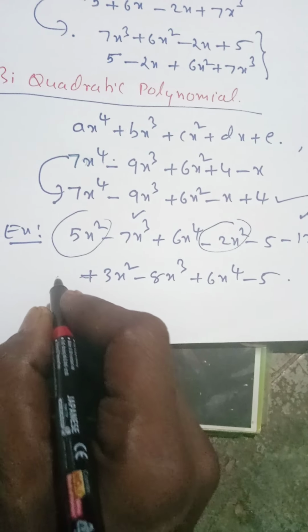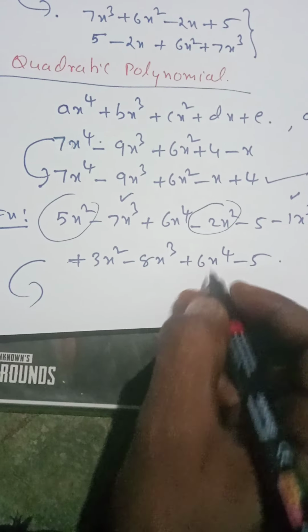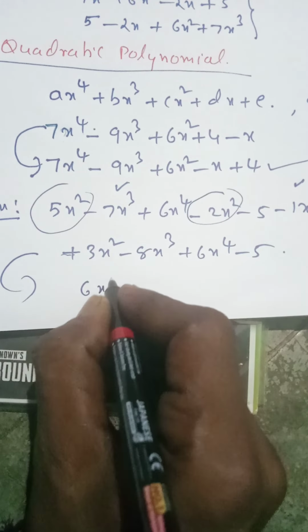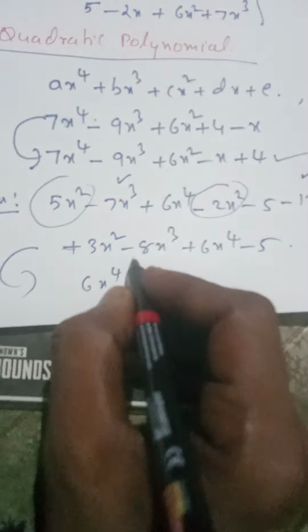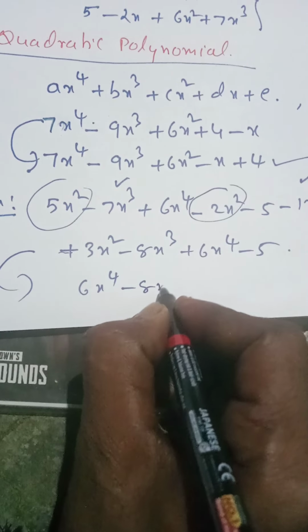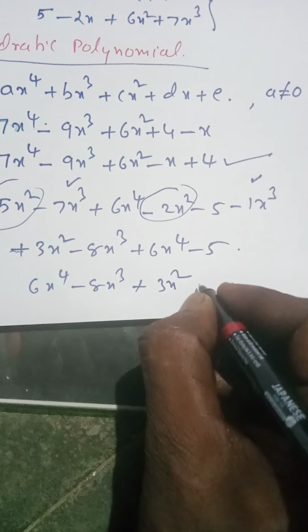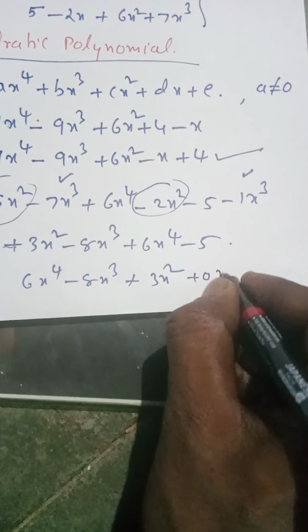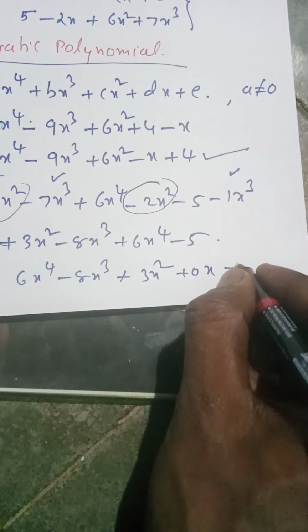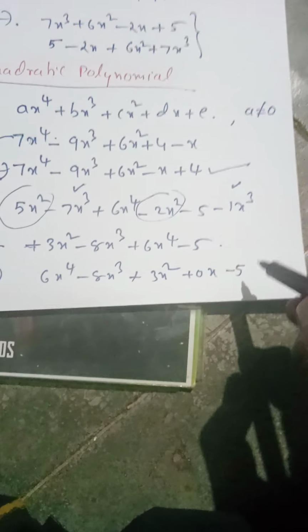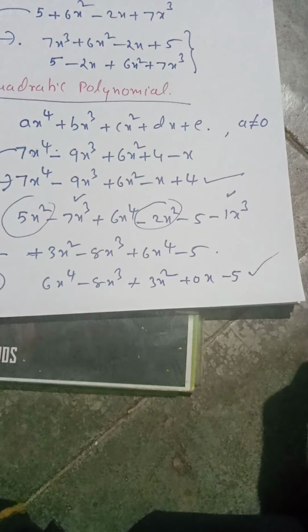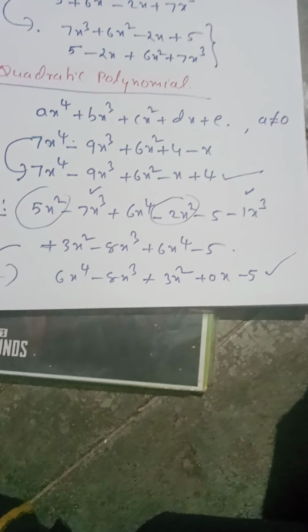I am going to arrange these terms in order, like 6x to the power of 4, starting with the highest power term, then after that minus 8x cube plus 3x square, and the x term is not there. If you want, you can take 0x also, and the last term is minus 5. This last expression is said to be in the standard form of the polynomial.